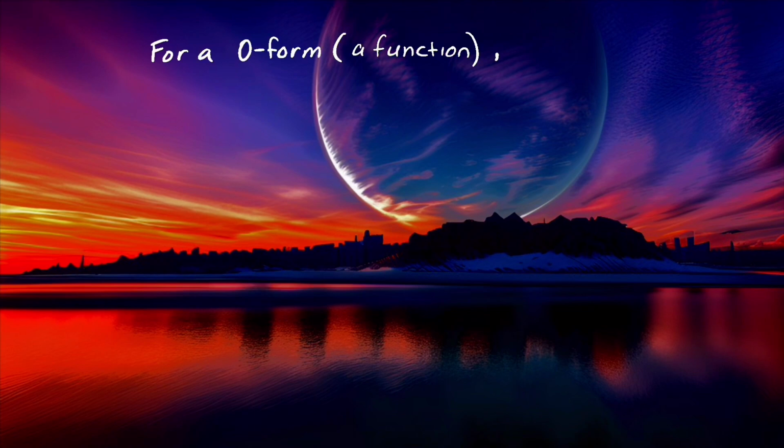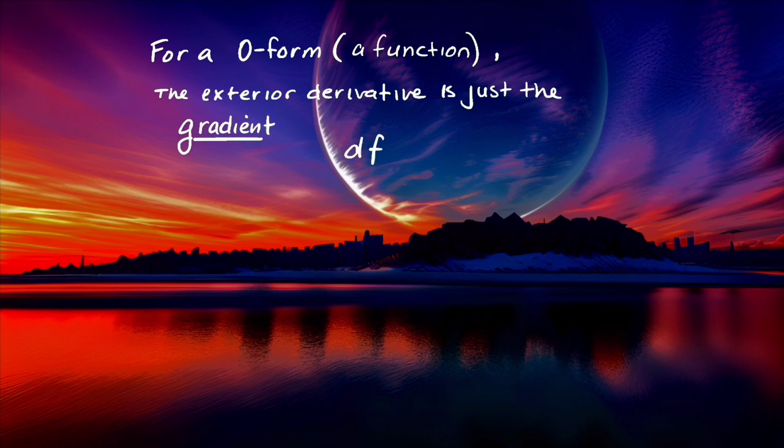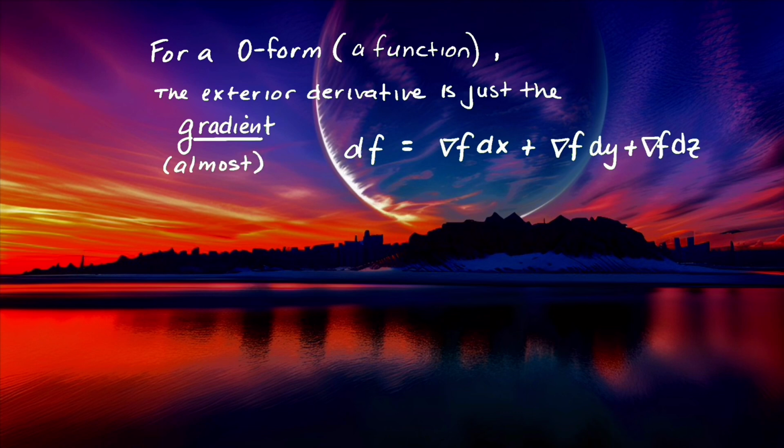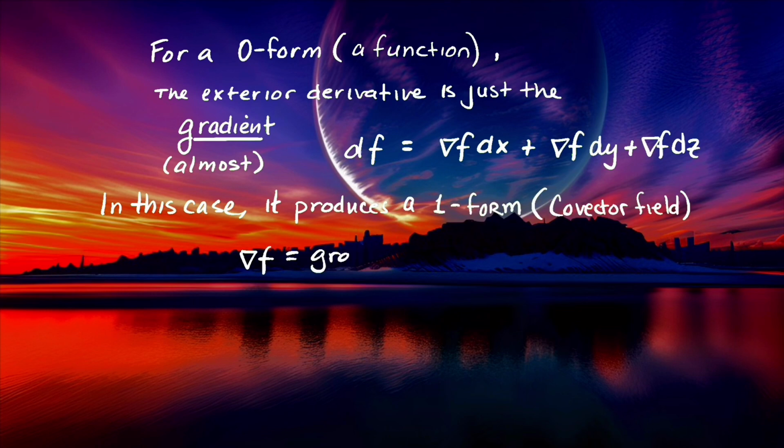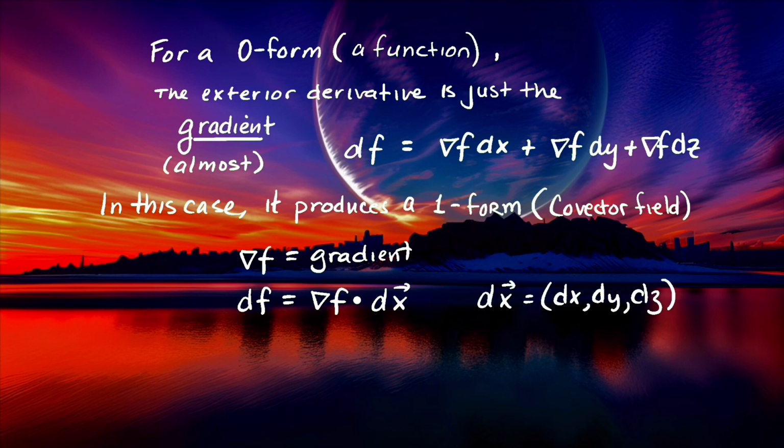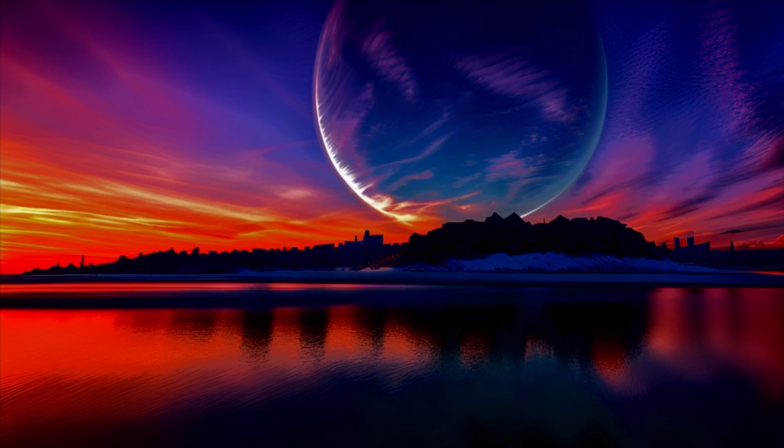For a zero form, a function, the exterior derivative is just the gradient, it is the differential df involving the gradient. And it's defined here. So in this case, it produces a one form, which is a covector field. And if del f is the gradient, df is equal to del f dot dx, where dx is a set of differentials. So it is a dot product that produces a scalar.